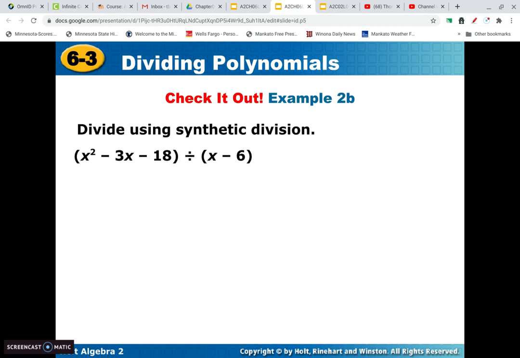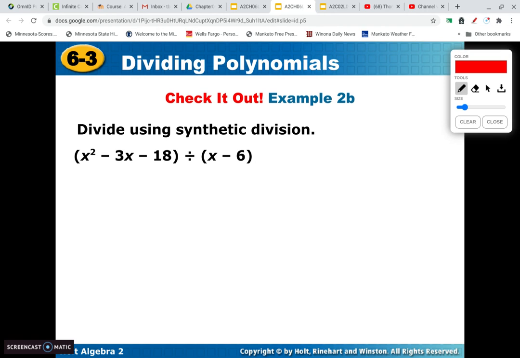Let's try another one. This one's a little easier. All right, so we start with the magic box. We look and say, okay, what value of x would make that 0? It's going to be 6. Then we put our coefficients 1, -3, -18. A little shorter one here.